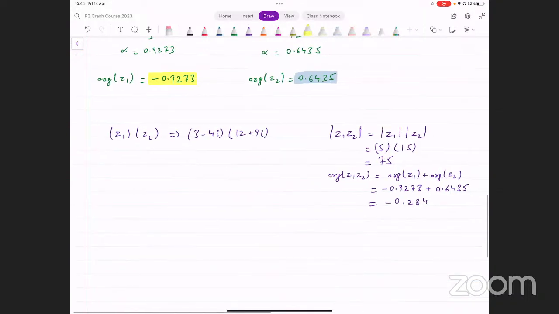All right. Without even evaluating this number, I can figure this out. Now I could verify this by just multiplying these two numbers and see what I get from that. 3 minus 4 iota into 12 plus 9 iota, 3 into 12 is 36.